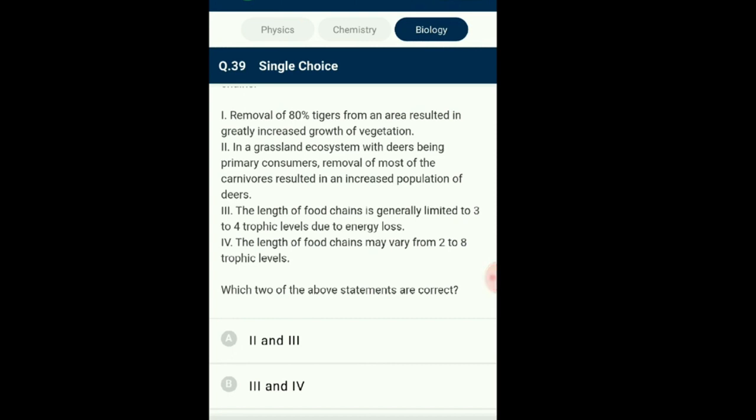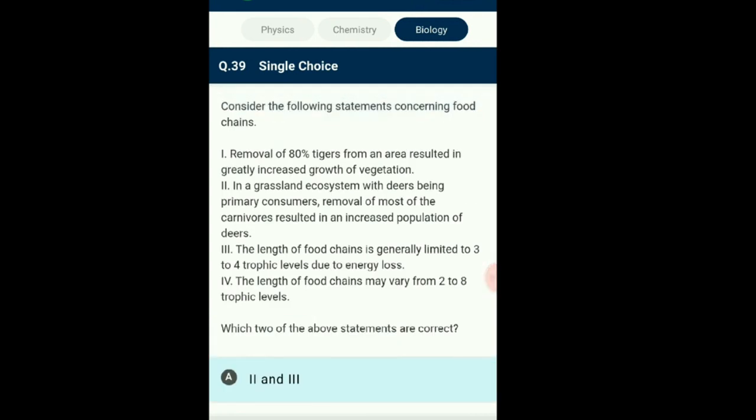In the grazing food chain, the producers, for example plants, are eaten by herbivores, for example rabbit, deer, cow, etc., and these are eaten by carnivores. Therefore, the removal of most of the carnivores resulted in an increased population of deer. So the answer is option A. The second and third statements are correct about the food chain.